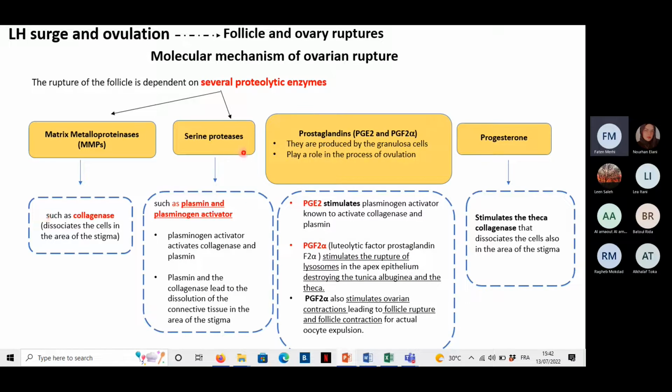We have the serine proteases also, like the plasmin and the plasminogen activator. In fact, both of them are proteases belonging to the family of serine proteases.